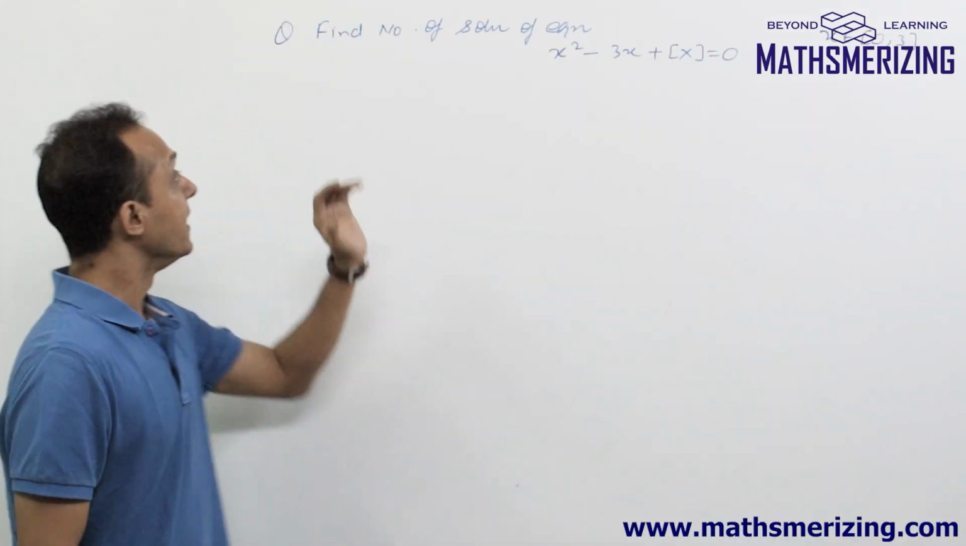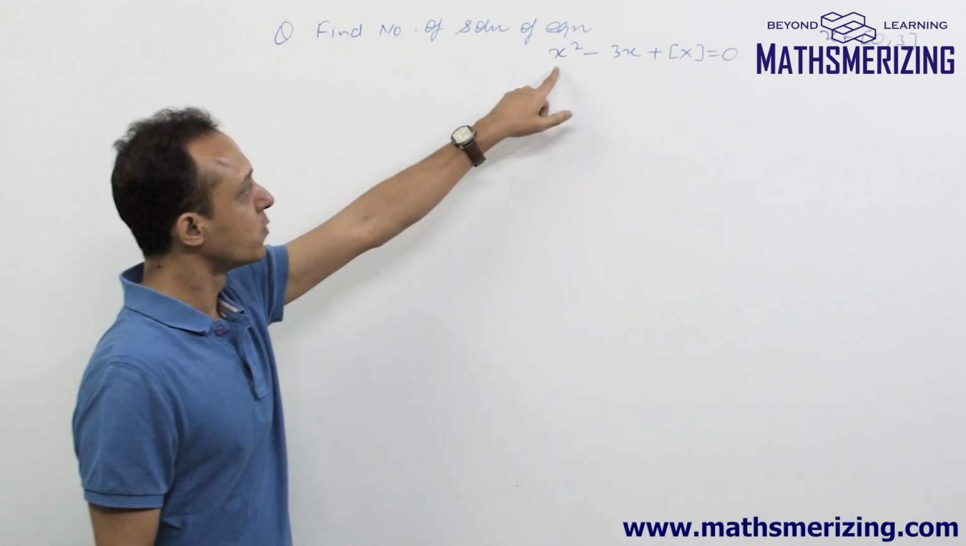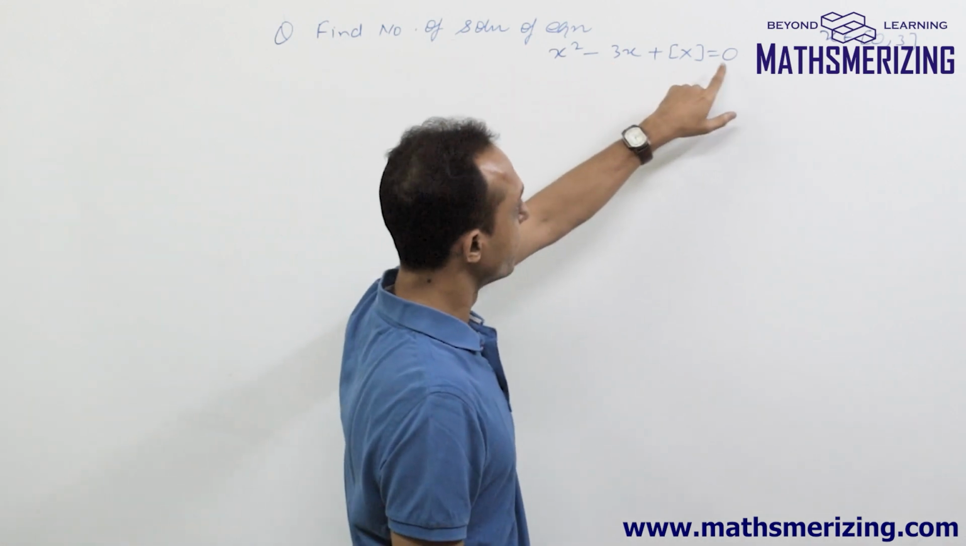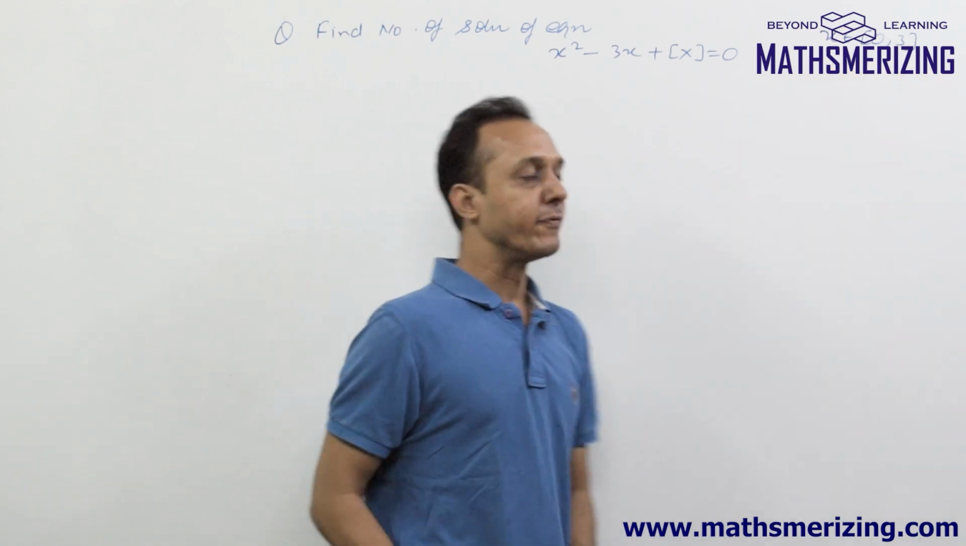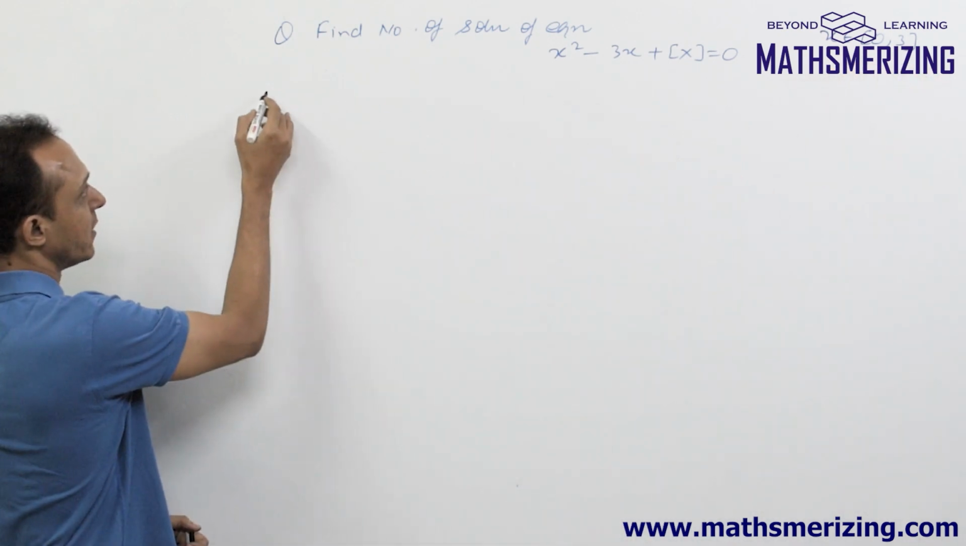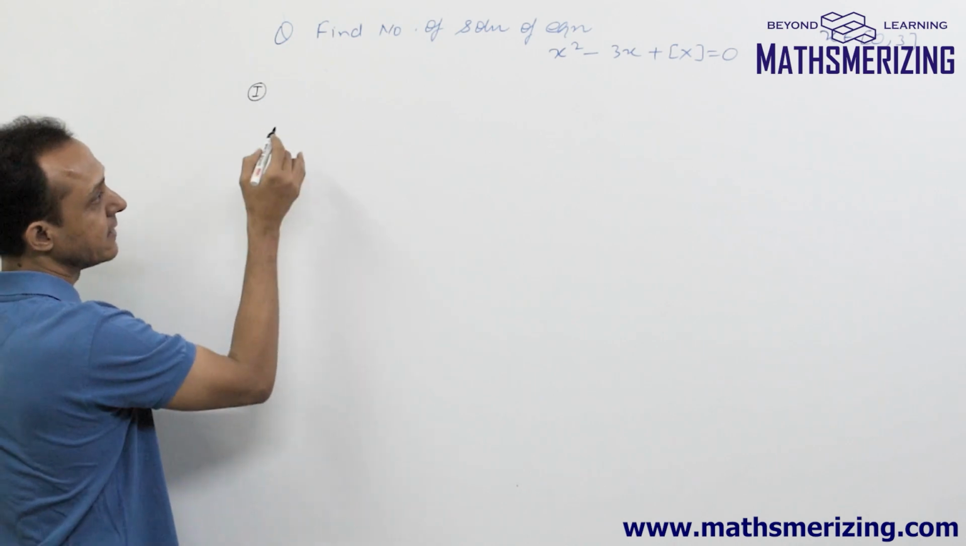The question is, we need to find the number of solutions of the equation x² - 3x + [x] = 0 when the value of x lies between 0 and 3. Now there are two ways of solving this question. One method is, I'll take 3 separate intervals.